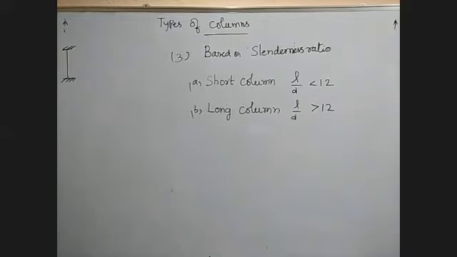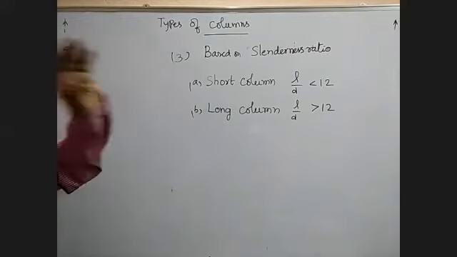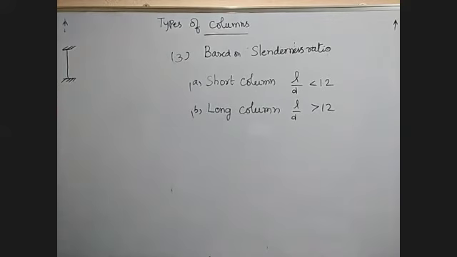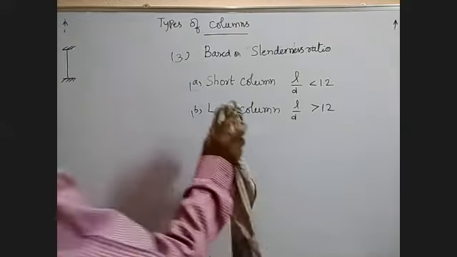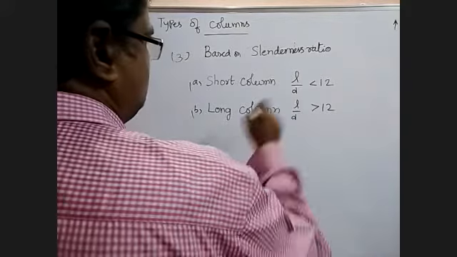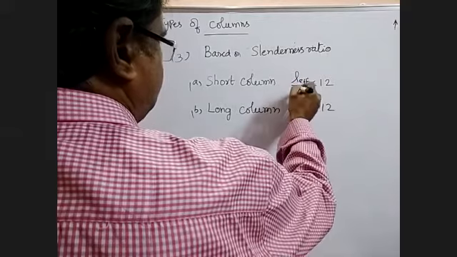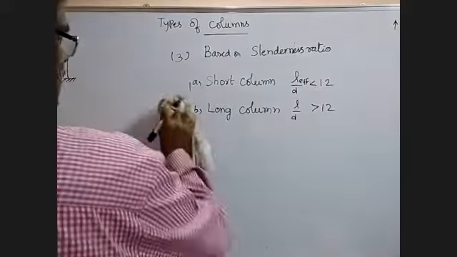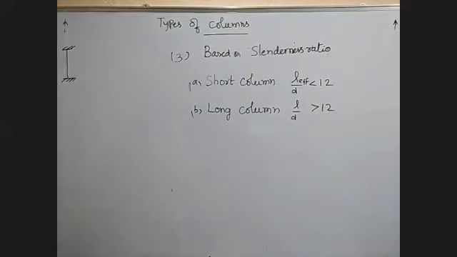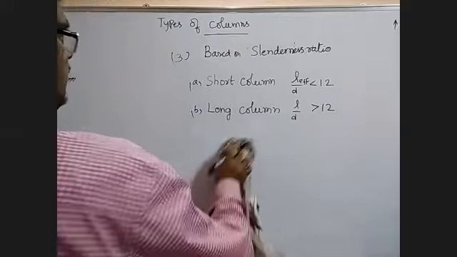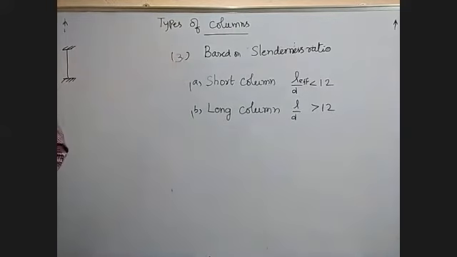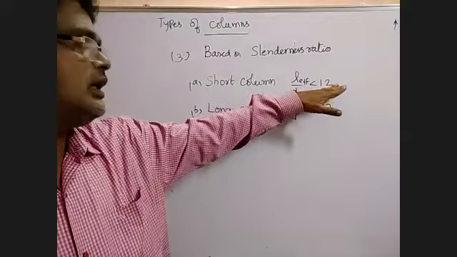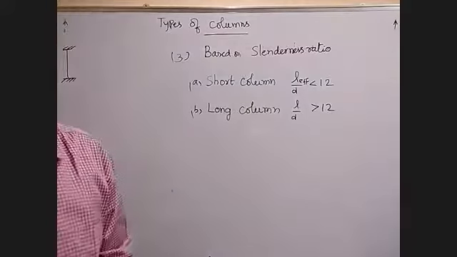Okay. In your syllabus you have only the short column, so up to that point it is sufficient. L by D is the effective length of the column divided by the least lateral dimension. If it is a rectangular column, B or D; if it is a square column, B; if it is a circular one, the diameter. Based on this slenderness ratio, less than 12 is a short column, greater than 12 is a long column.